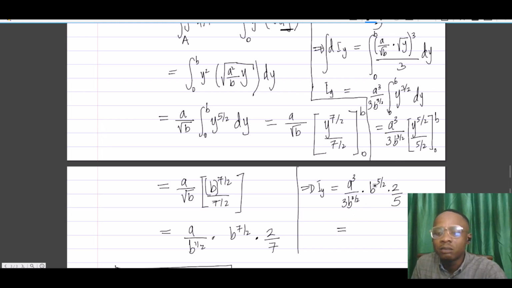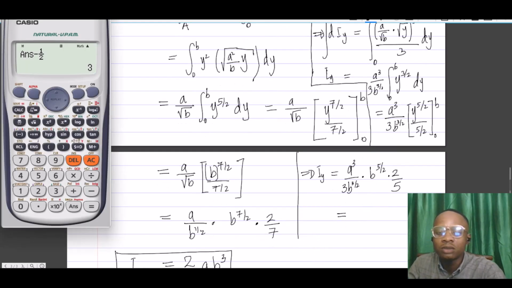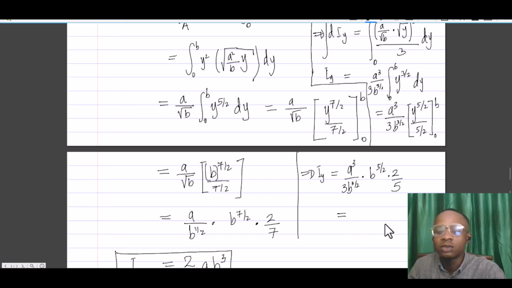So from here, what do we get? This is going to be b to the power of 5 over 2 minus b to the power of 3 over 2. So b to the power of 5 over 2, that is going to be 5 over 2 minus 3 over 2. So that is 1. So this is going to be b, b a to the power 3 divided by, what do we have here? This is 3 multiplied by 5, that is 15, and then we have this to be 2.